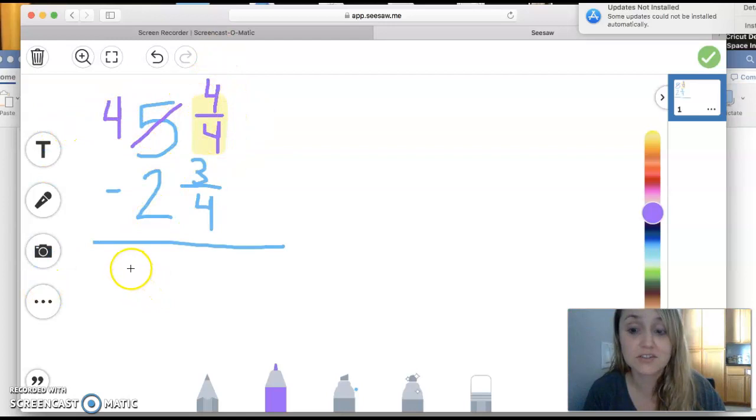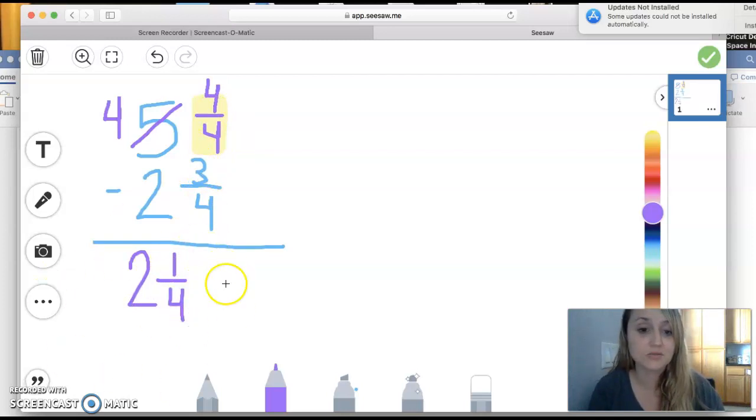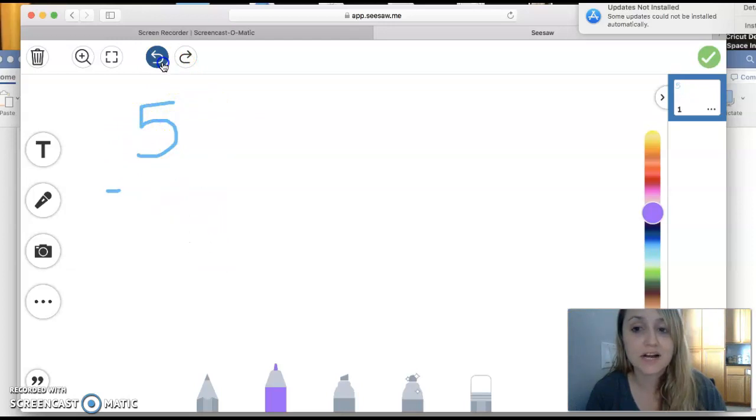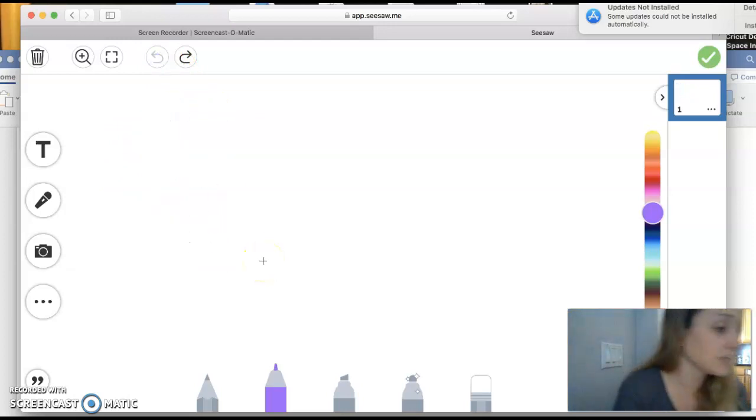So 4 minus 2 is 2. 4 minus 3 is 1. And then your denominator stays the same. So your answer would be 2 1/4 there. Again, when you have just a whole number, don't just bring down the fraction or else you're going to get the wrong answer there.